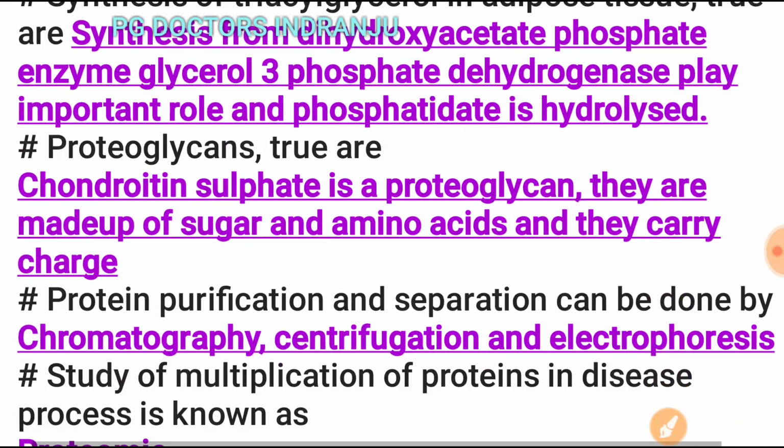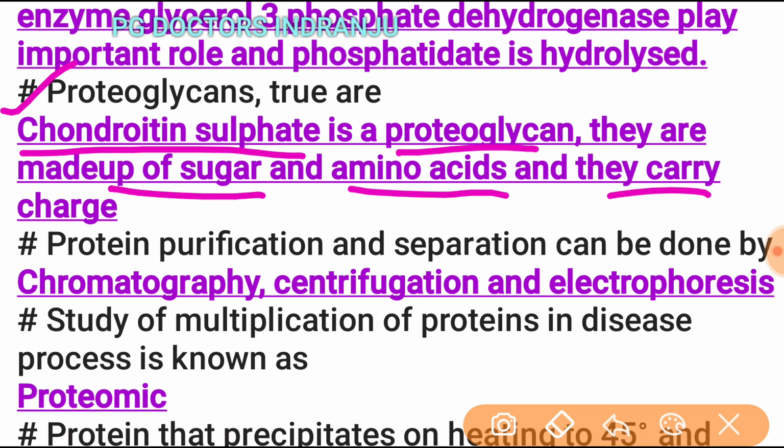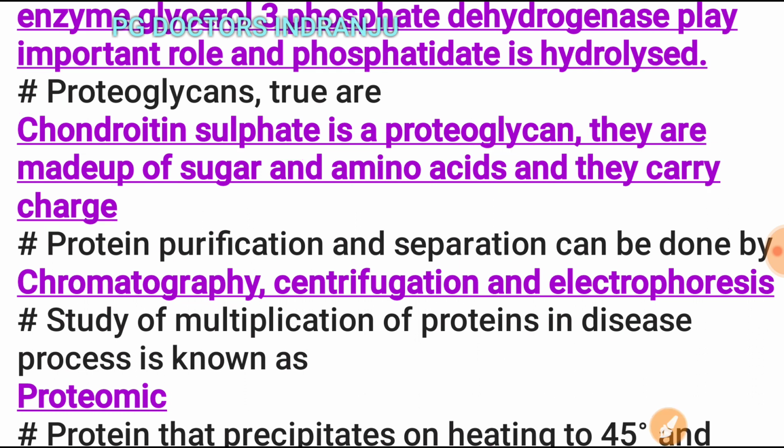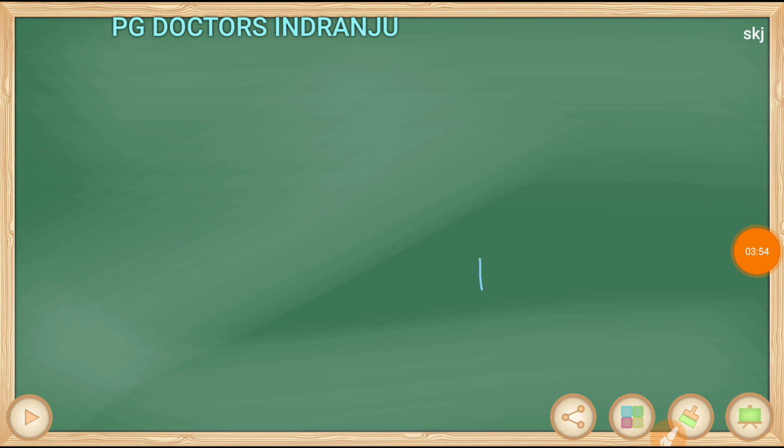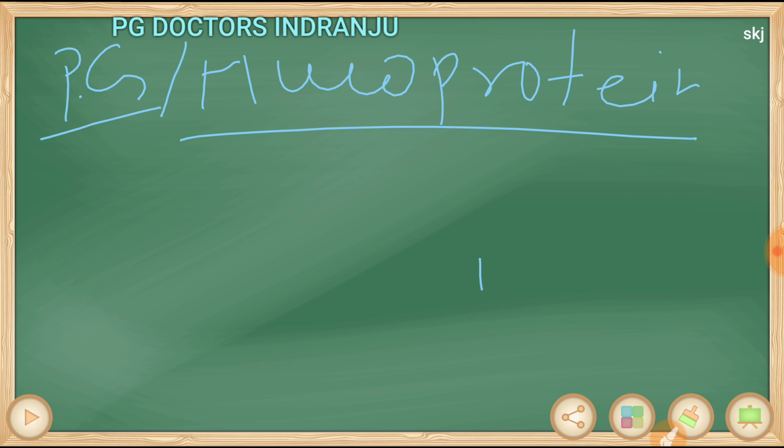Next is the proteoglycan. What is true about the proteoglycan? Chondroitin sulfate is a proteoglycan. They are made up of sugar and amino acid and they carry charges. The proteoglycan is also called mucoprotein or mucoid.